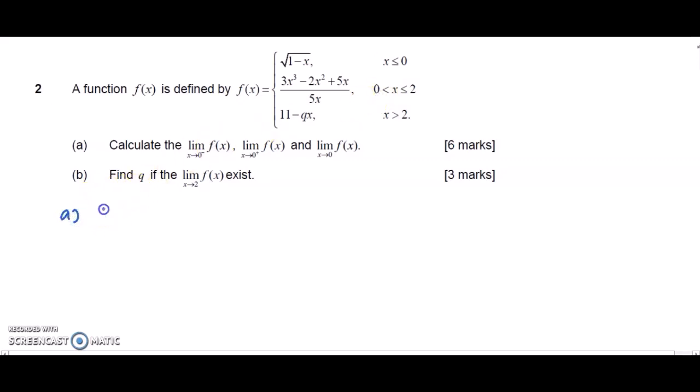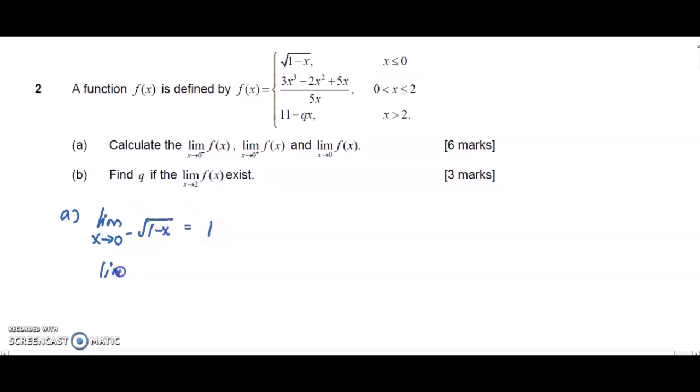So to get the left-hand limit first, that is x approaches 0 from the negative side, we need to choose the corresponding function to substitute for f(x). When x approaches 0 negative, it is in this interval. So the corresponding function should be the square root of 1 minus x. Just put in the square root of 1 minus x, followed by the substitution method. Substitute the 0 inside, you get 1. Square root of 1 equals 1.